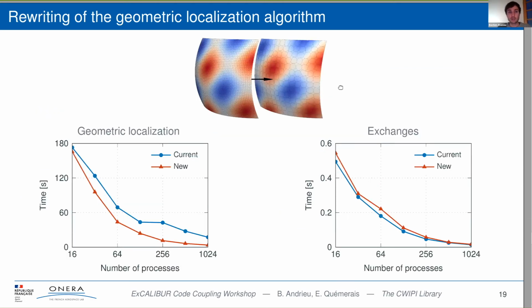To illustrate what I just said, here we studied the performance of our new geometric algorithm in a quite straightforward case of surface coupling, such as the one described here. We observe an acceleration of up to a factor of 5 compared to the current implementation. So this is quite promising.